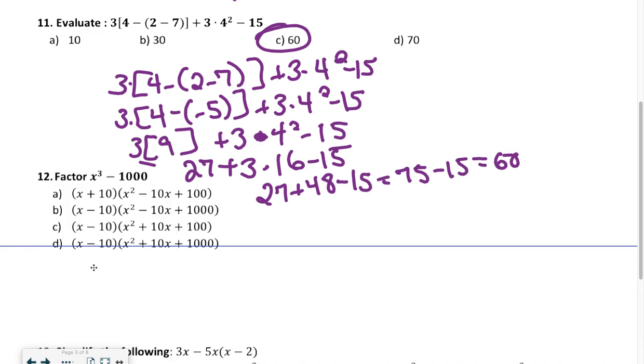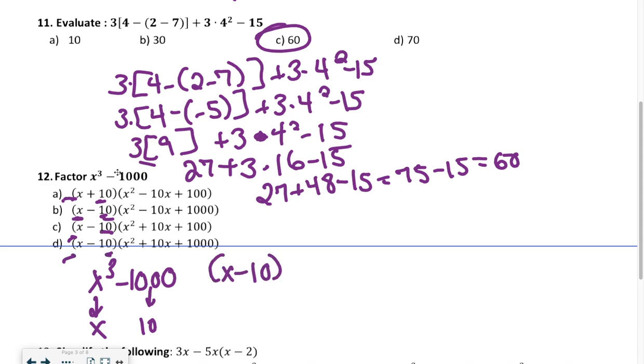A lot of you need to practice this. So this is a difference of cubes. Of course, we want to make sure there's no GCF, which there isn't. The cube root of each of these is x and 10. By the way, multiple choice does help you. Every answer choice has that, so that can really help you in an exam.